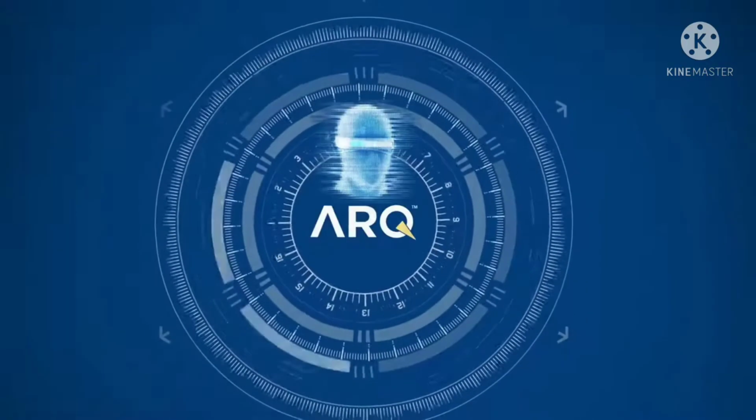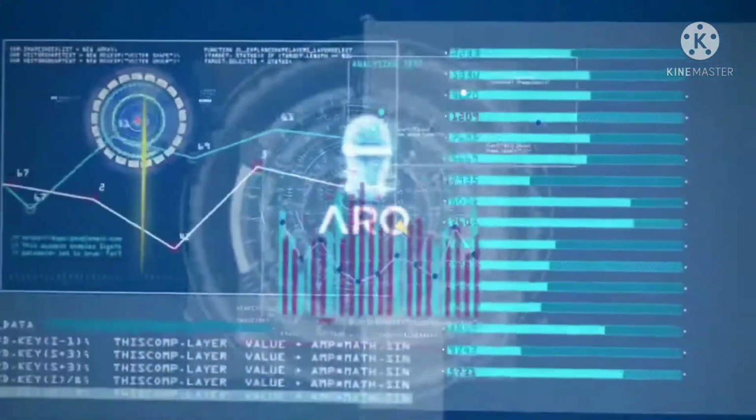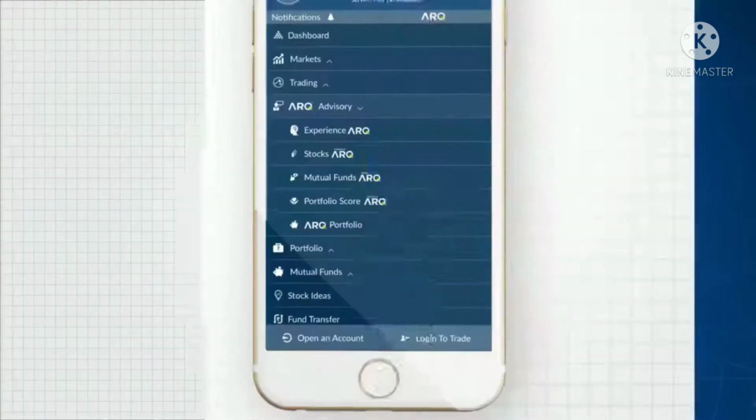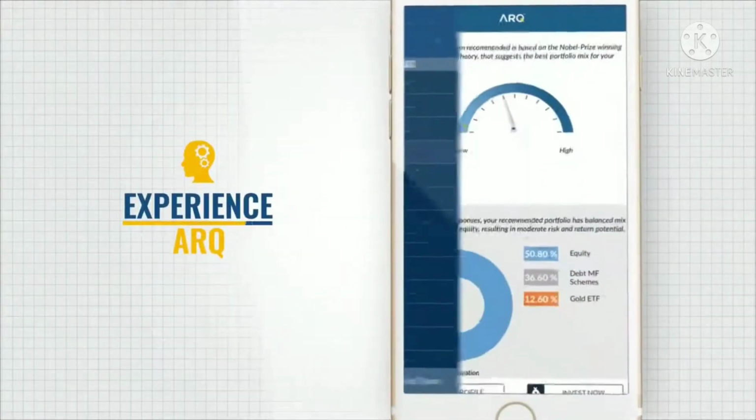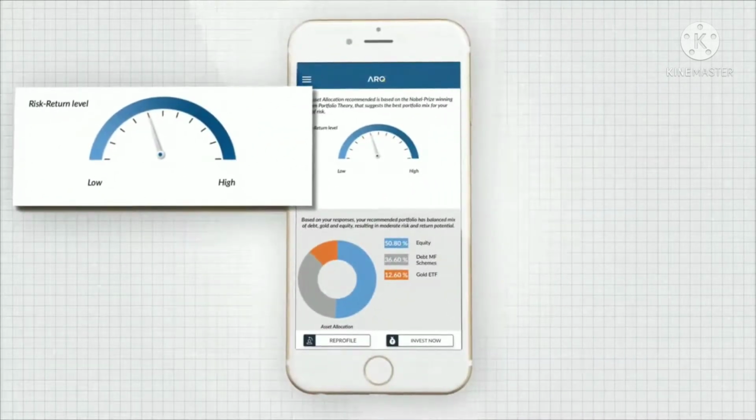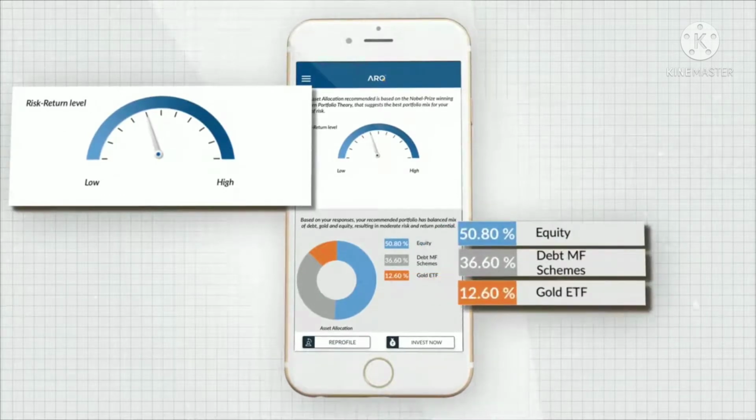Now let us explore ARC, the hyper-intelligent investment engine. ARC is your Google to investments. It guides you at all steps in whatever you do to help you make the right decision. To start with, ARC requires a few details to understand your risk-taking appetite. Based on your responses, you'll be recommended a portfolio suggesting equity, debt, mutual fund schemes, and gold ETF.